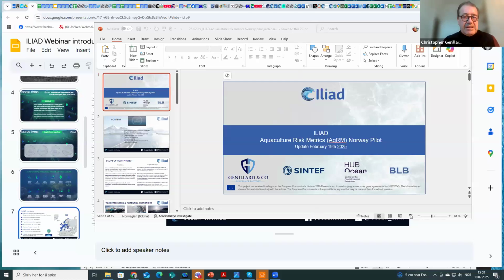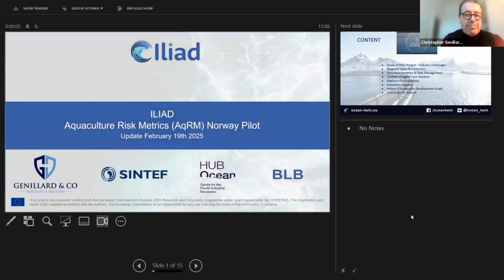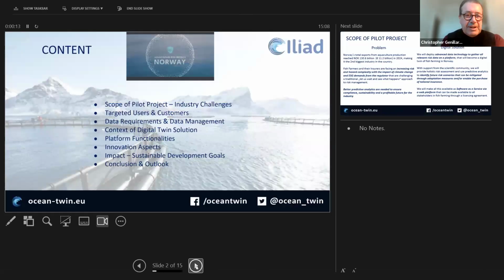And our partners: SINTEF, the venerable Research and Development Institute of Norway; Hub Ocean, that are already running an ocean platform; BLB is Bente's company; and us. So next page, please. I'll give you the scope. I'll show you who we're building this for. And then into the technology, there's the data requirements, data management, important parts of our work. And then give you the context of this digital twin, show you what we're planning to provide in terms of services via the platform, and then round off with impact, sustainable development goals.